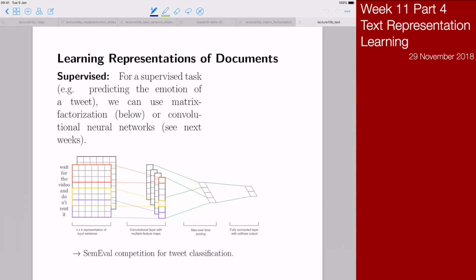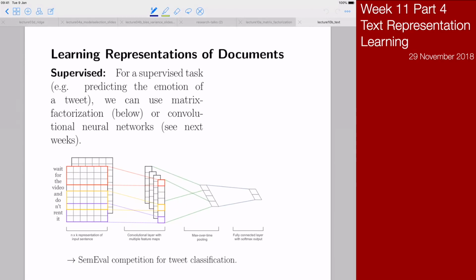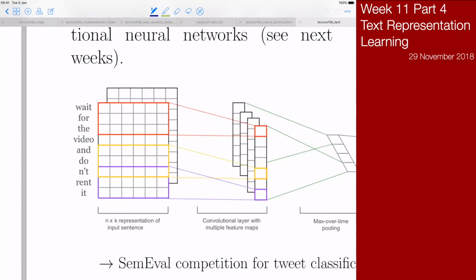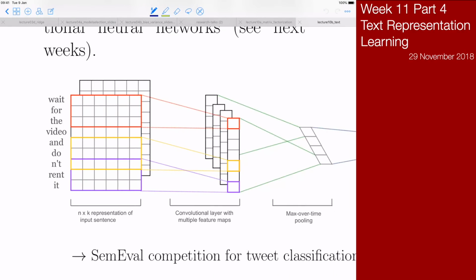Okay, a bit more high level. There are many methods now. Here you can basically see what the task is, and you have this entire sentence: "Wait for the video and don't rent it." That's my sentence, and there's a dot at the end. Maybe punctuation marks are also words; they also have their own word vector if you want. Doesn't matter. So that's the input you have for one sentence: each word with its corresponding word vector, which has length k.